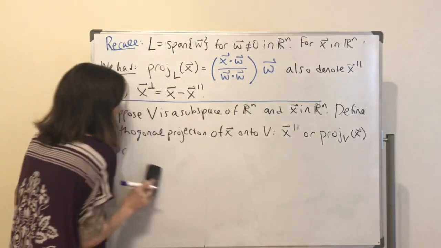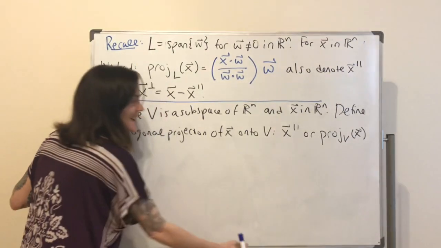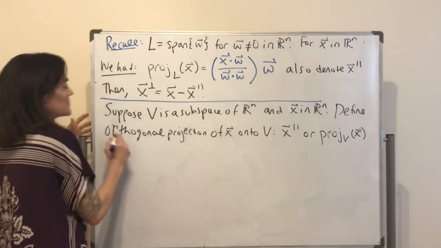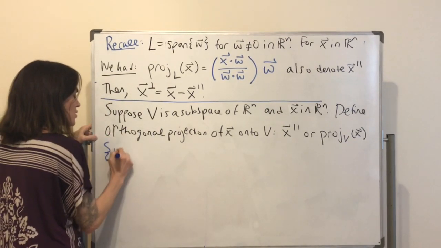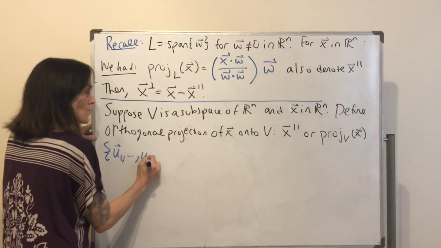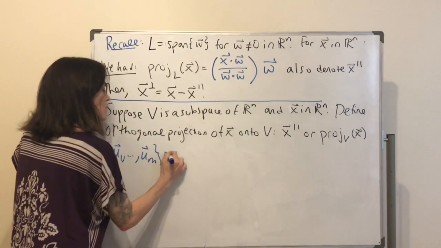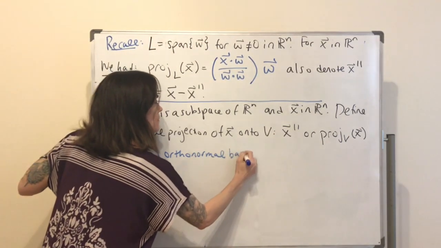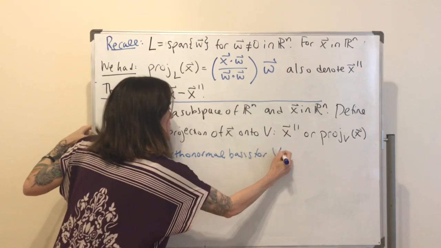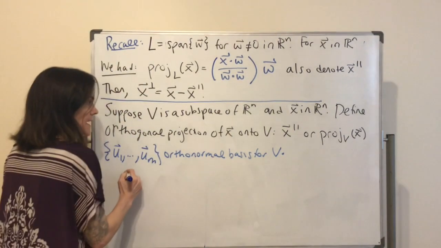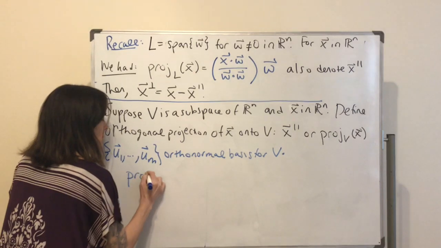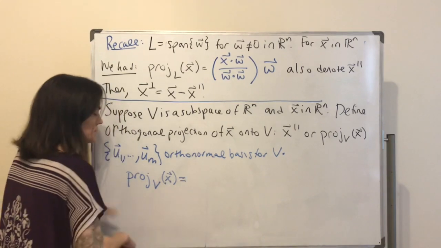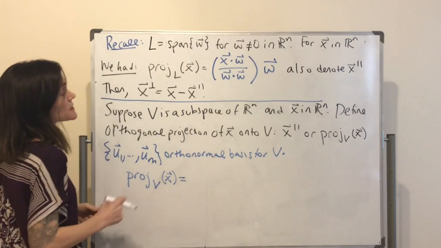Well, I'm not ready to define it yet. So what I need to define this orthogonal projection is an orthonormal basis for V. So let's take U1 out to UM, an orthonormal basis for V. And now I can define the projection. It is equal to, okay, it's going to look just like this.